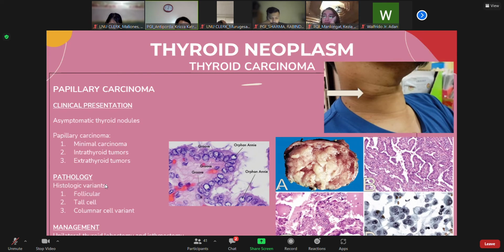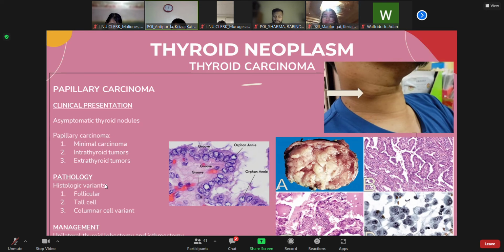This papillary carcinoma is classified into 3 categories based on the size and extent of the primary lesion. The first one is minimal carcinoma or occult carcinoma. This is usually 1.5 centimeters or less, non-palpable, and there's no invasiveness. The second one is intrathyroid tumor, which is greater than 1.5 centimeters, confined in the thyroid gland, but with no extrathyroid invasion. The third one is the extrathyroid tumor, which involves the surrounding viscera.